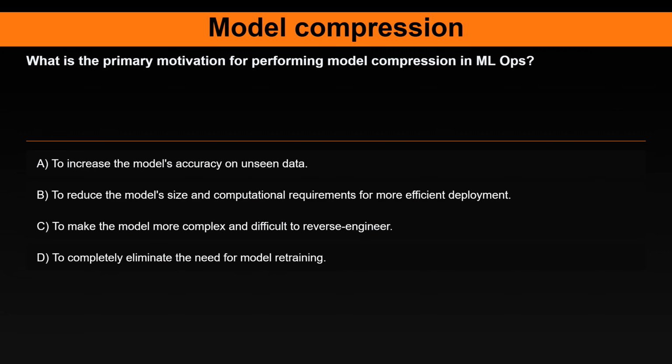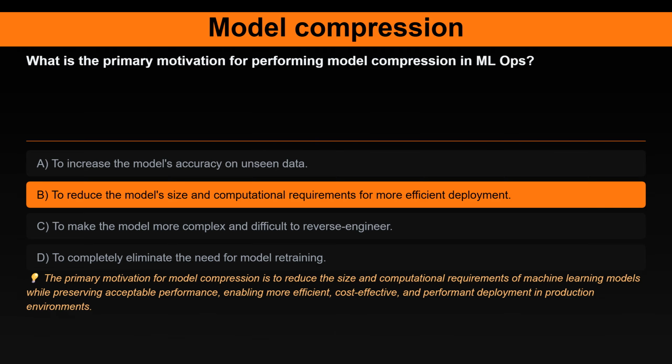Question 4. What is the primary motivation for performing model compression in ML Ops? Option A. To increase the model's accuracy on unseen data. Option B. To reduce the model's size and computational requirements for more efficient deployment. Option C. To make the model more complex and difficult to reverse engineer. Option D. To completely eliminate the need for model retraining.